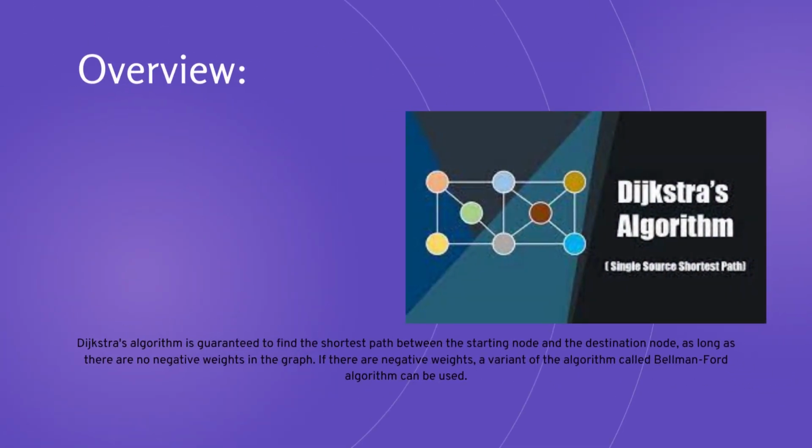followed by the overview of Dijkstra's algorithm. It's a famous algorithm for finding the shortest path between the nodes in a weighted graph. The algorithm works by starting at the starting node and visiting each of its neighboring nodes. It then calculates the distance to each neighboring node from the starting node and marks it as visited. It repeats this process for each of the unvisited neighboring nodes until it reaches the destination node. Dijkstra's algorithm is guaranteed to find the shortest path between the starting node and the destination node as long as there are no negative weights in the graph. If at all there are any negative weights, a variant of the algorithm called the Bellman-Ford algorithm can be used.